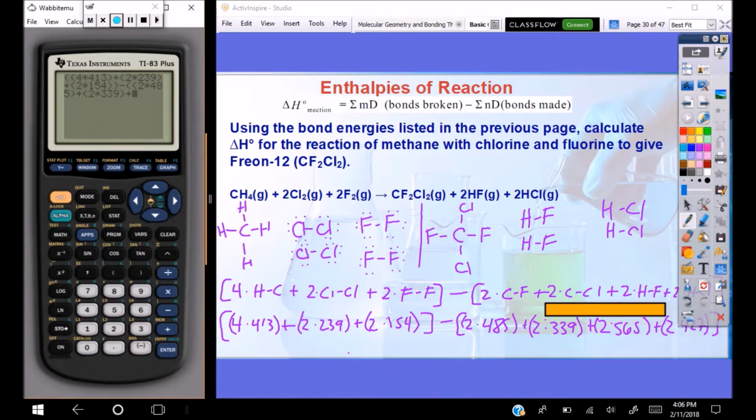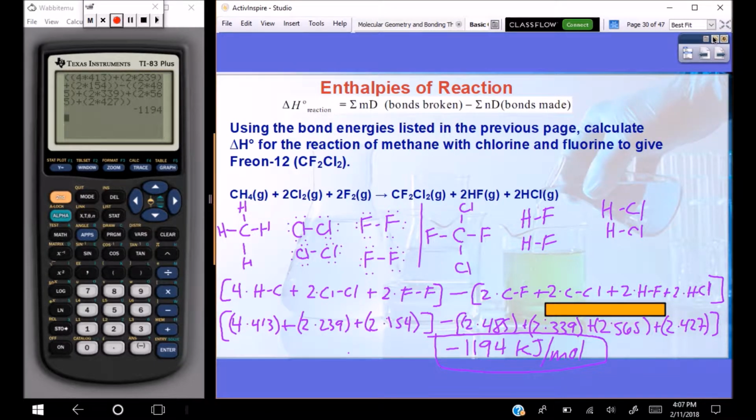Okay, and then 2 times 565 and 2 times 427. All right, and I'm going to get a total of negative 1,194 kilojoules per mole as my delta H. Is this exothermic or endothermic? It's exothermic. We are definitely giving off energy. We're forming way more bonds than we are breaking. Or rather, we're forming way more favorable bonds than we are breaking.